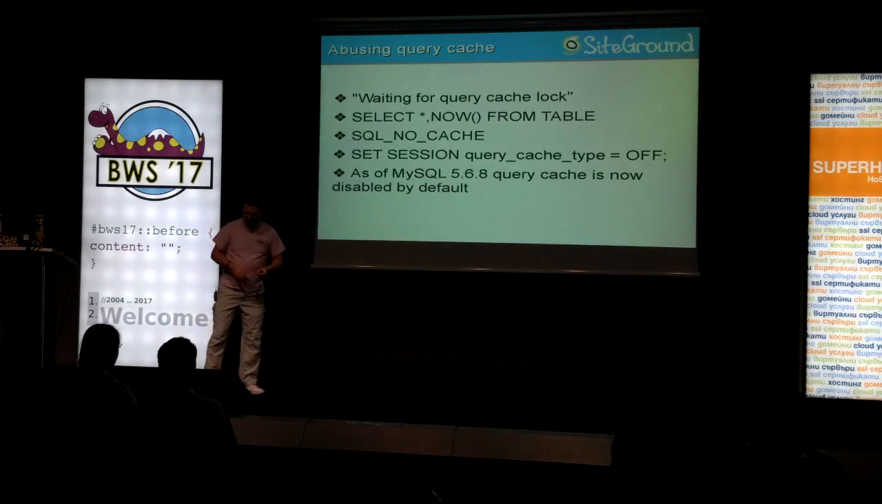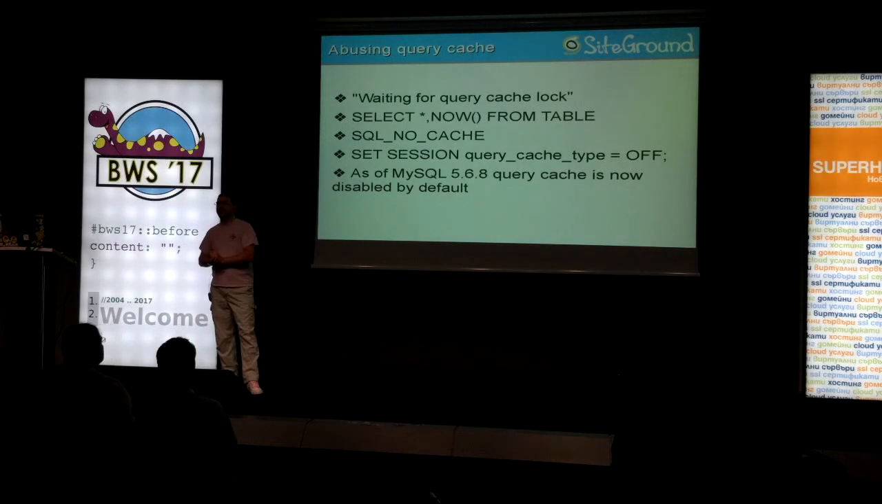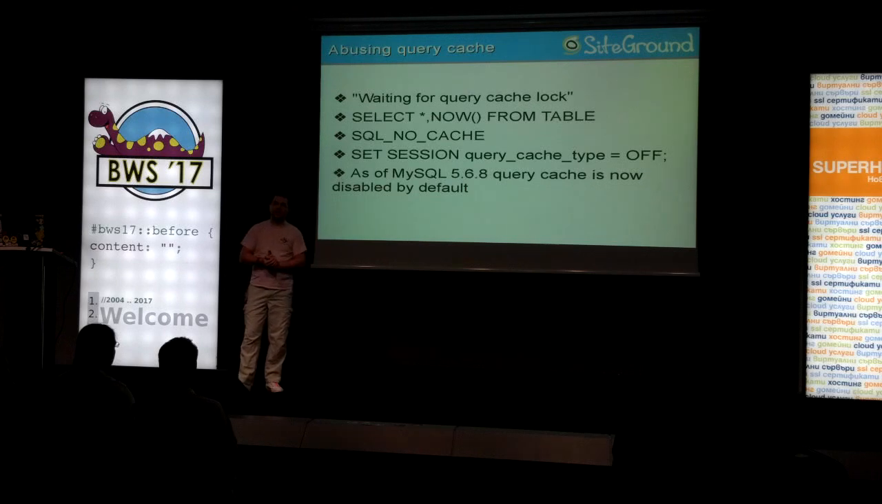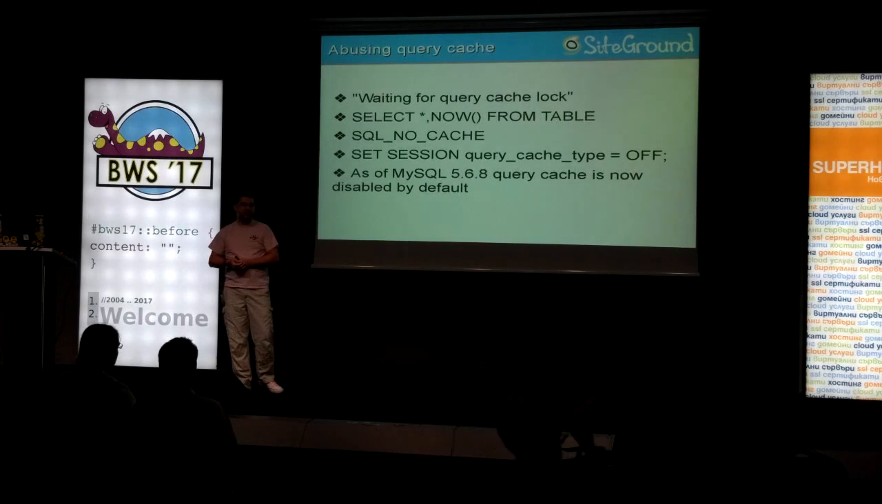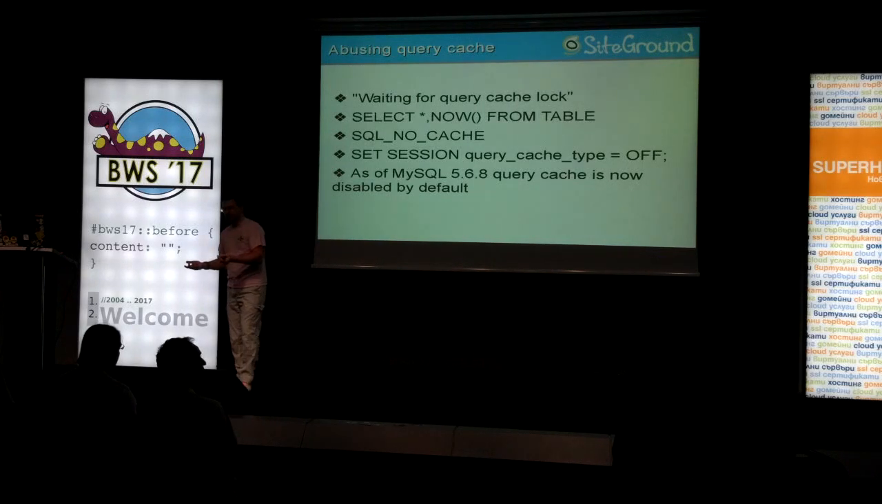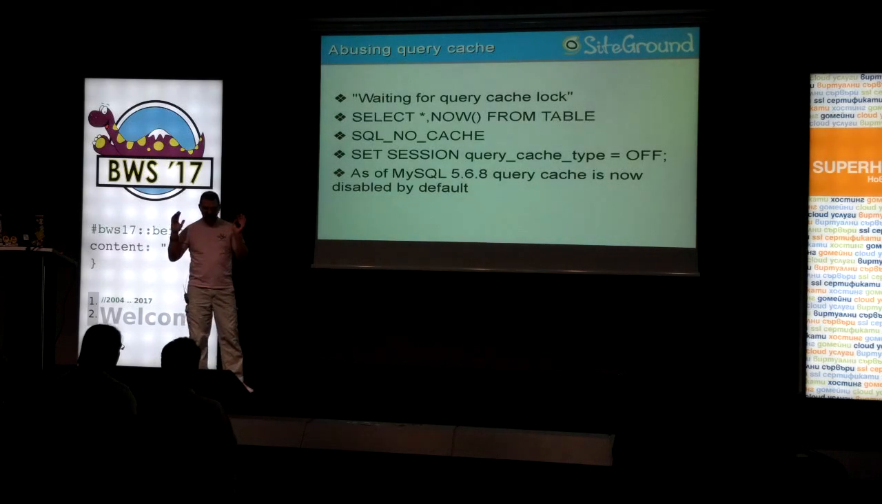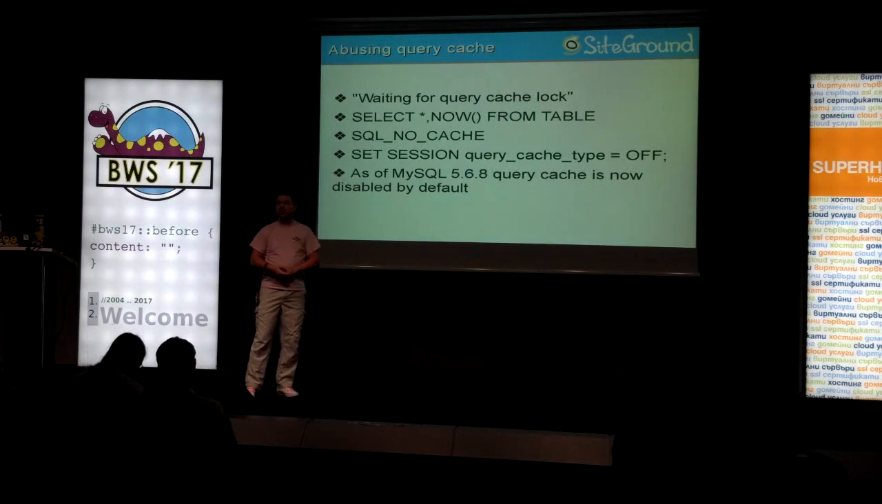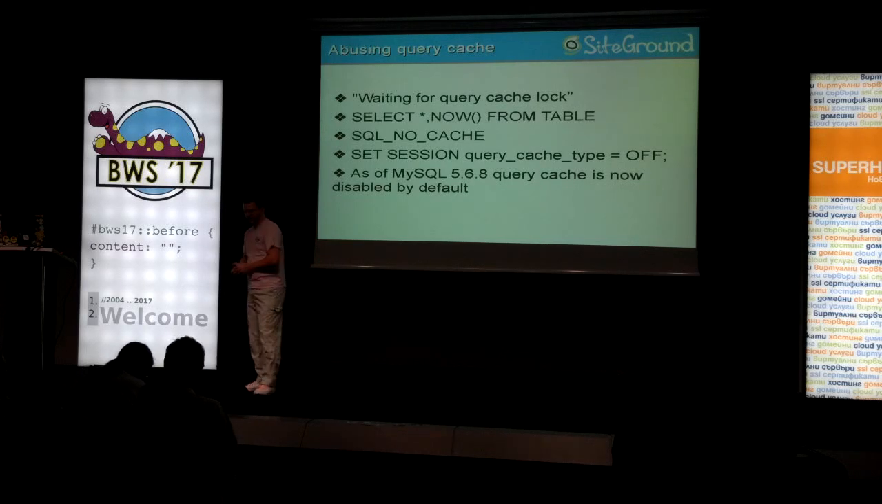Then query cache is disabled as of 5.6.8. Why? It's disabled because the default storage engine is InnoDB, and InnoDB actually has an additional cache. That is the InnoDB buffers. And sometimes, most of the time, the query cache is slower in returning the results than the InnoDB storage engine. This is why Oracle decided that it would be nice to disable the query cache by default and enable it only when you actually need it.